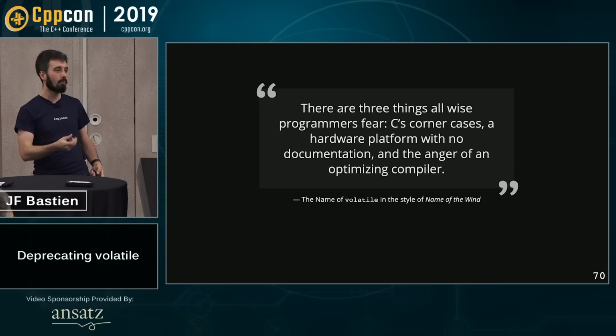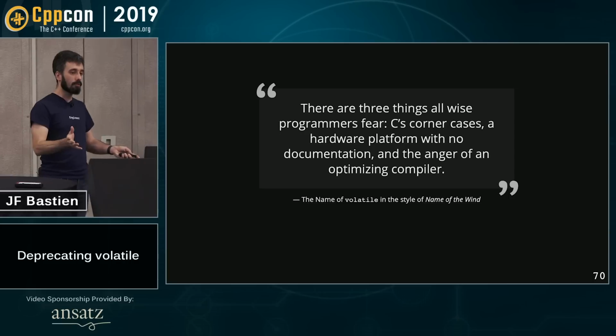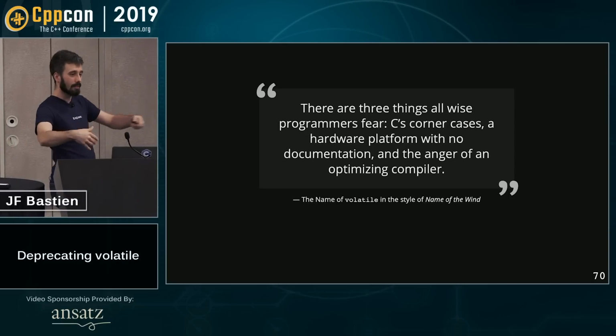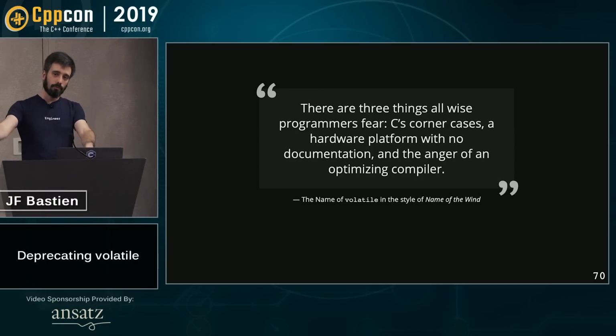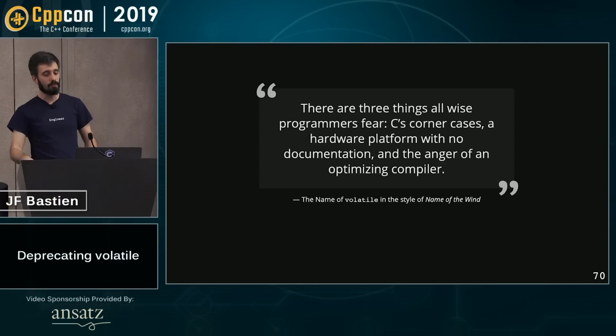I haven't figured out what that is precisely, right? So what I'm trying to do here is remove sharp edges, eventually remove a bunch of stuff, give you better tools, and then later on remove the rest of volatile, right? But I'm not sure that's doable, right?